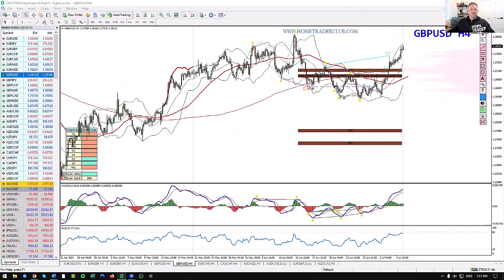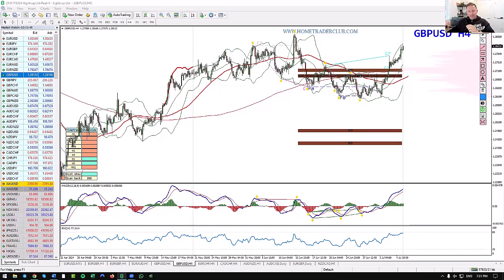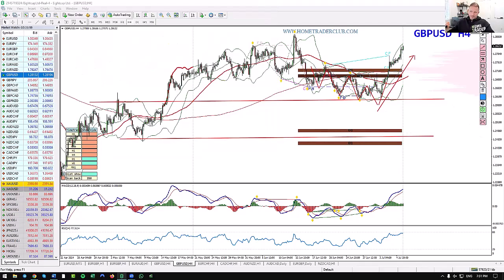The next pair for today, pound dollar. So in the last couple of weeks, we were following this plan. We wanted to see lows being created here, right? And from the zone, the key zone here, to see bounces to the upside.